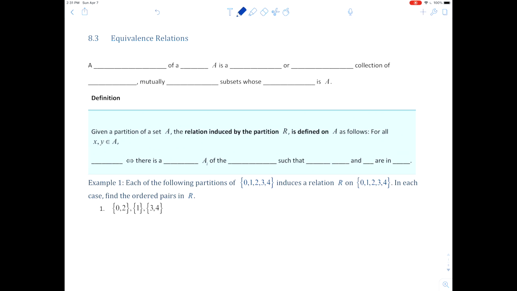So let's get started. A partition of a set A is a finite or infinite collection of non-empty, mutually disjoint subsets whose union is A.